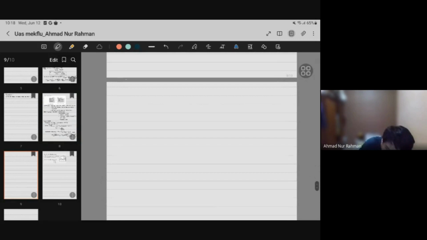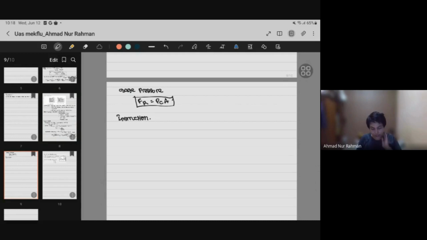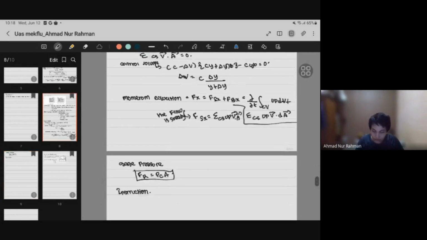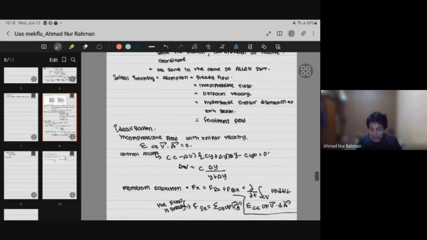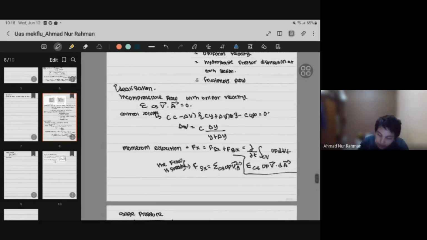The gauge pressure is FR equals PCA. This is the equation. So after that, we get into the instruction. From the instruction, we try to solve the problem, the answer of all the above. So every assumption we make, there will be a change of the equation.